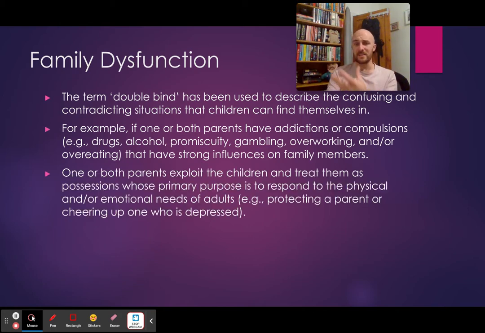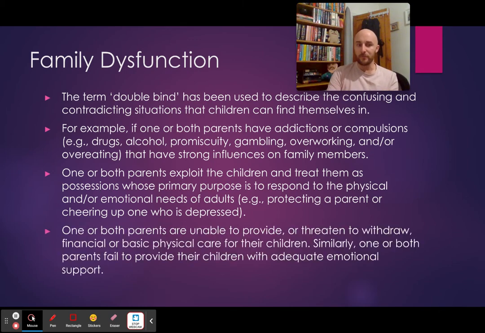One or both parents exploit the children and treat them as a possession rather than their child, for example. One or both parents being unable to provide basic physical care for their children. So a double bind is a situation in which the kid will find itself confused, unable to comprehend what's happening, maybe frustrated and irritated by lack of guidance in some senses.